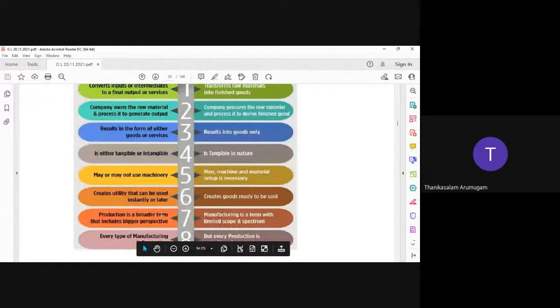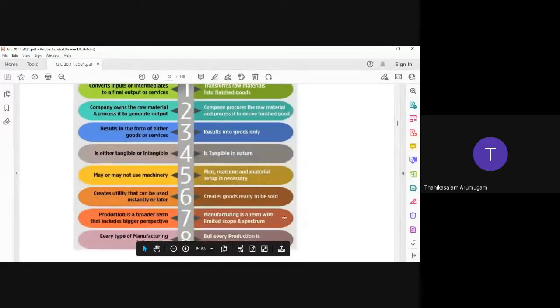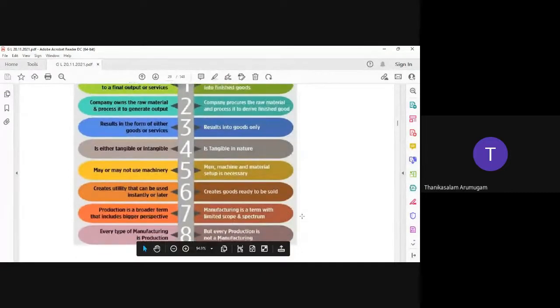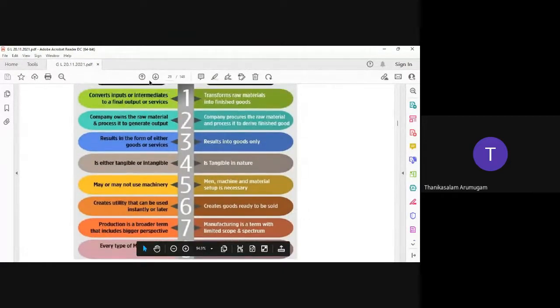Production is a broader term that includes the biggest perspective. Manufacturing is a term with limited scope and spectrum. Every type of manufacturing is a production, but every production is not a manufacturing.